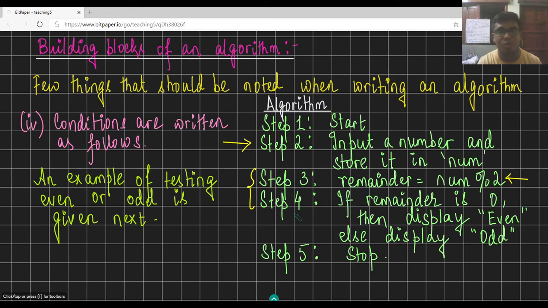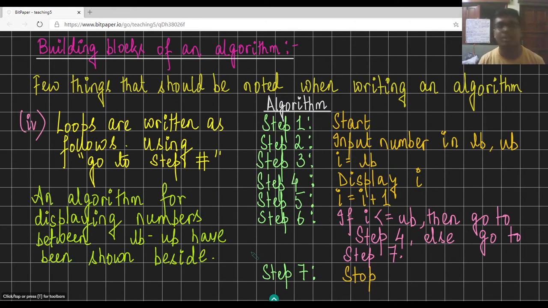Now, in step 4, we check whether the remainder is 0 or not. If the remainder is 0, we display even, otherwise we display odd. Therefore, this takes care of the third aspect of a program, that is output. And as always, the last step should be stop. Get it? Let's see how loops are written in an algorithm.